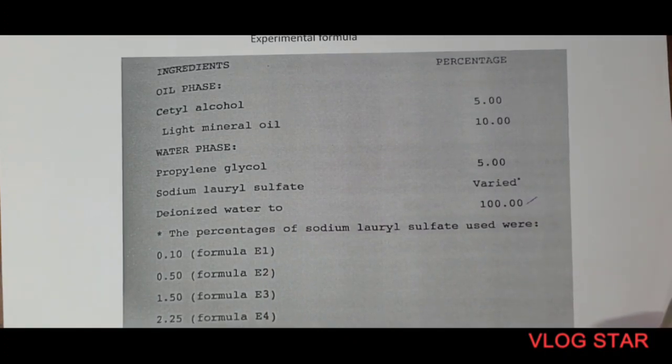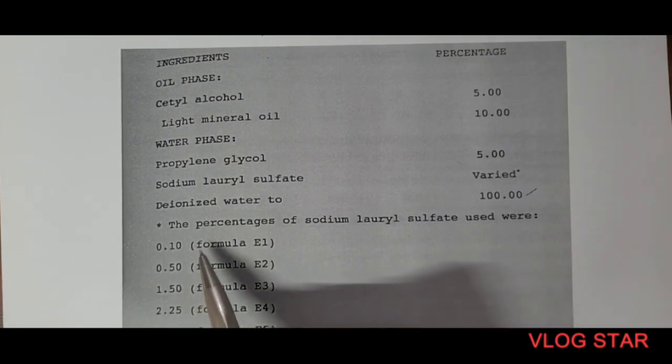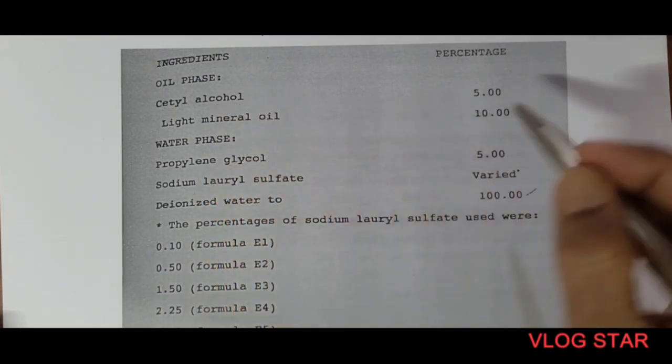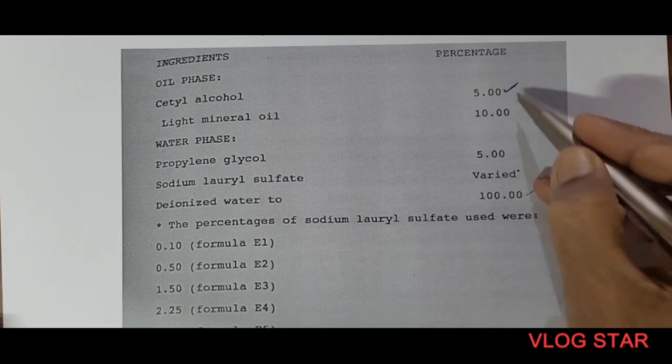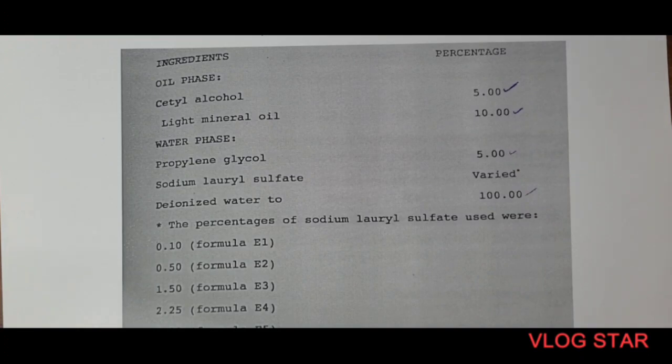In my study, I varied the percentage of sodium lauryl sulfate: 0.1, 0.5, 1.5, 2.5, 3 and 4%. I made different formulas with various percentages of sodium lauryl sulfate, but the fatty alcohol level remains constant. The fatty alcohol, the oil phase, liquid paraffin, and propylene glycol levels are constant. The only variable is the surfactant, sodium lauryl sulfate, at 0.1, 0.5, 1.5, 2.5, 3 and 4%.